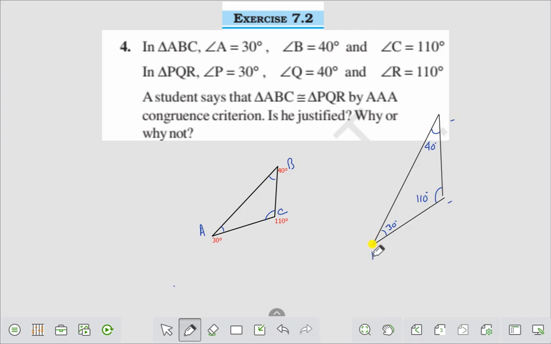PQR, P. This is Q and this is R. Right? Now here see angle P is 30 degrees, angle Q is 40 degrees.